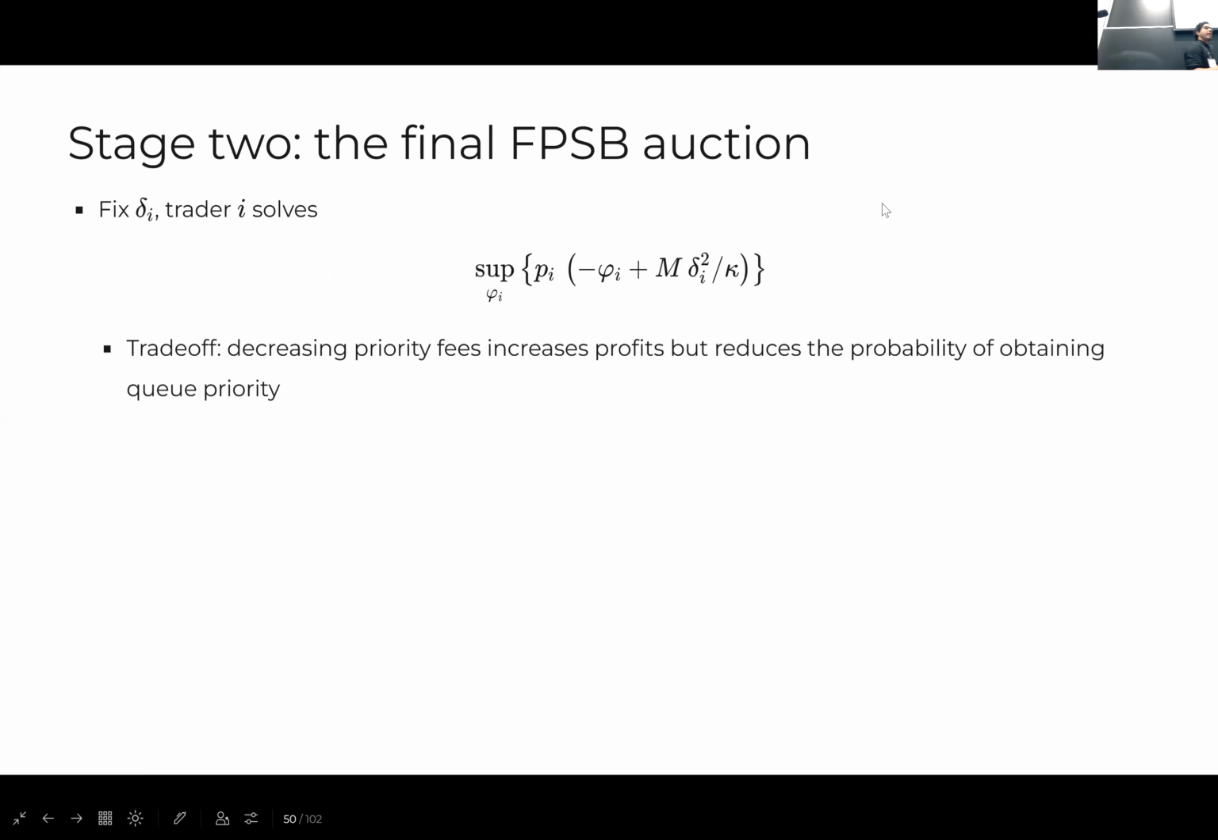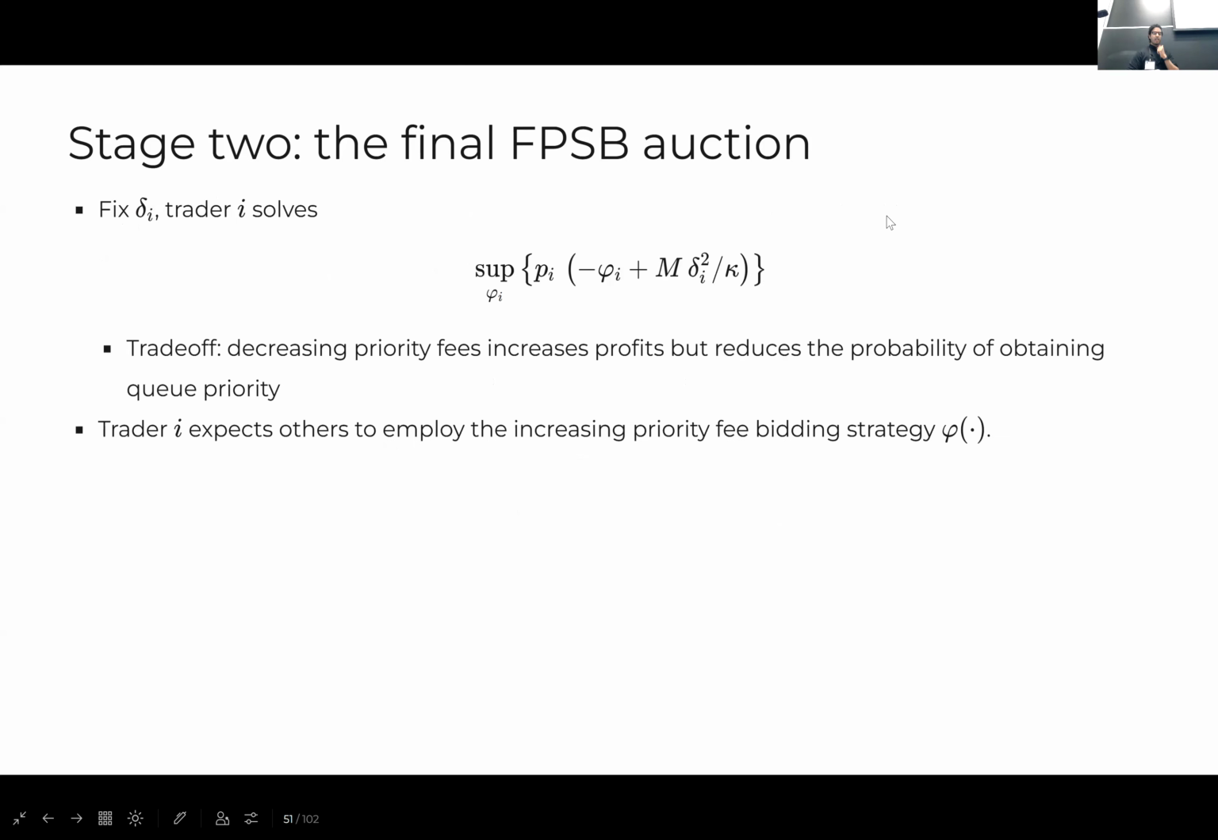Once you fix delta_i and optimize over the priority fees, what you're solving is this, and you have a trade-off here. When you increase the priority fee, what you're increasing is your probability of winning the auction. You're increasing this pi, but you're also decreasing the surplus that you're going to win if you ever win, okay? So you have a trade-off.